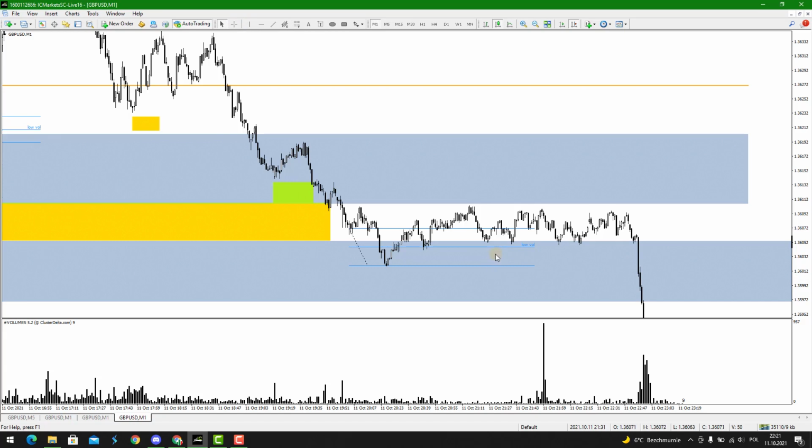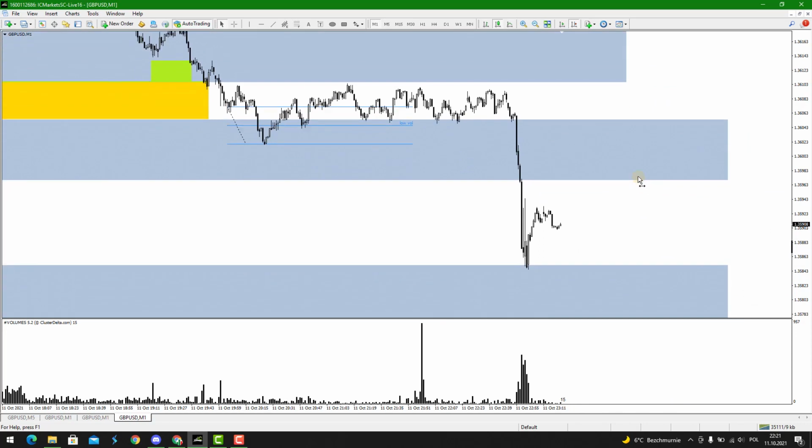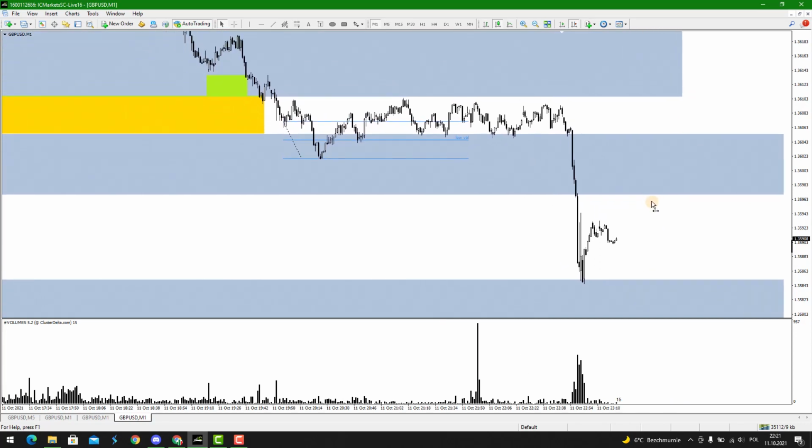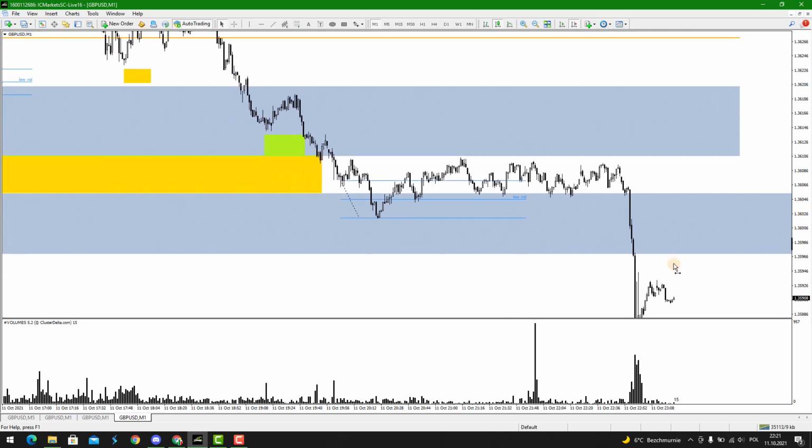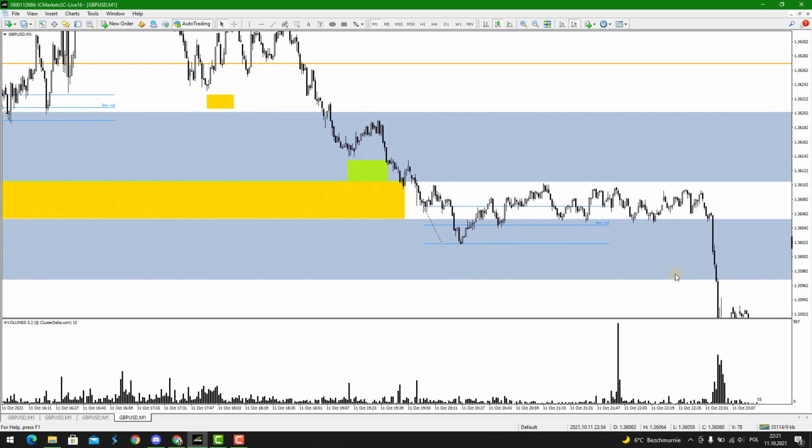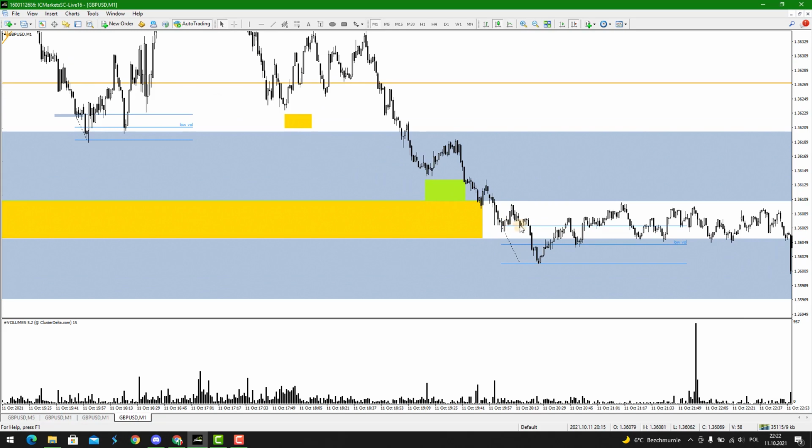Good that I still have the risk management, a very correct one, and you can see what happened. Price decided to choose the third demand, the lowest one. Extreme move, really. So I hope that this can help you.